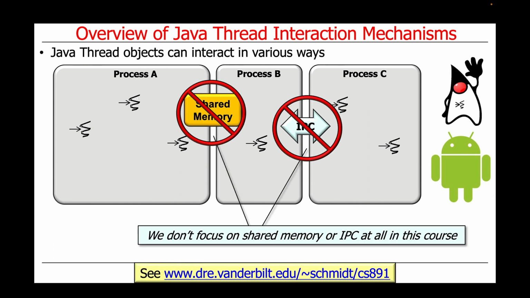We don't focus on shared memory or inter-process communication at all in this course, but if you're interested in learning more about these topics, particularly how to communicate by message passing, please take a look at this link at the bottom of the slide, where we talk about different ways to communicate using scalable microservices in Java.